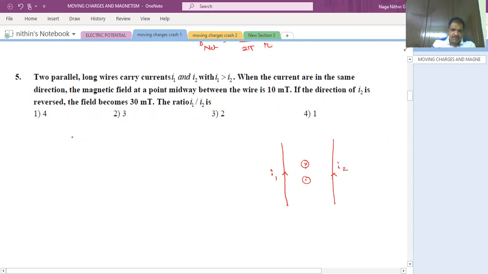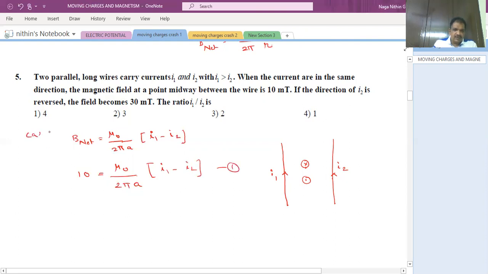So B net is equal to mu naught by 2 pi, some distance let it be a, into I1 minus I2. They gave this as 10 millitesla: mu naught by 2 pi a into I1 minus I2. This is case one. Next, case two.